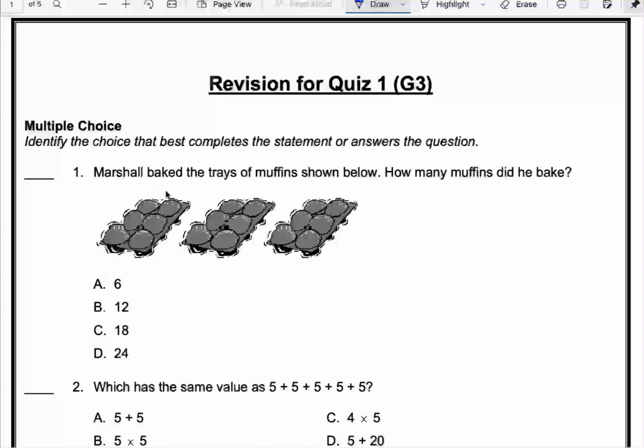Of course, my heroes, we have here in the first 6, second 6, and third 6. So each tray has 6 muffins. We can do it using multiplication or repeated addition. You can do 6 plus 6 plus 6, or you can do also 6 times 3, and you get the same answer, 18. Any problems?